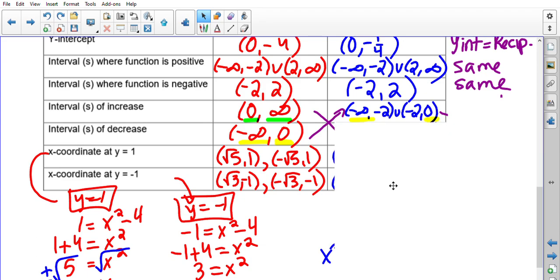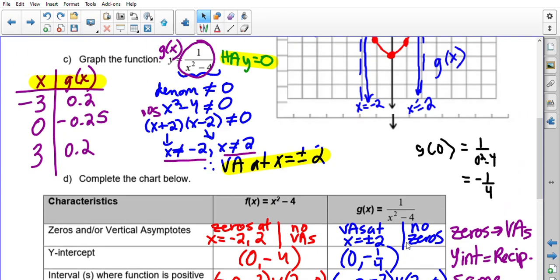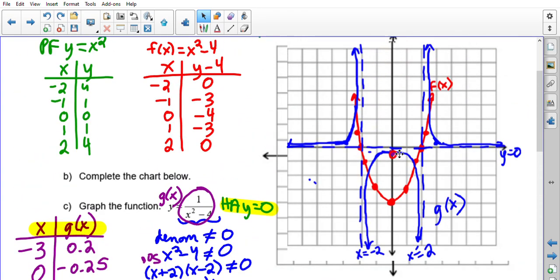So those are our two intervals. Where is the interval decreasing? It's decreasing to the right of the vertex here. So from 0 until it gets to the vertical asymptote 2, and then everything from here. So from 0 to 2, hop over 2 to infinity.